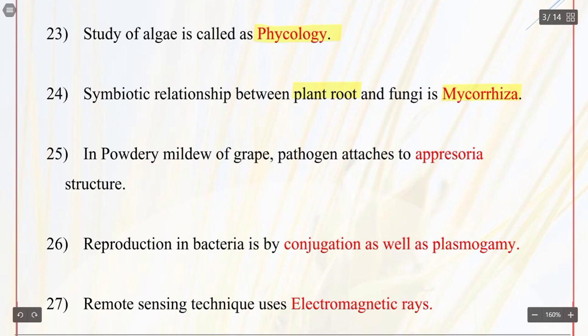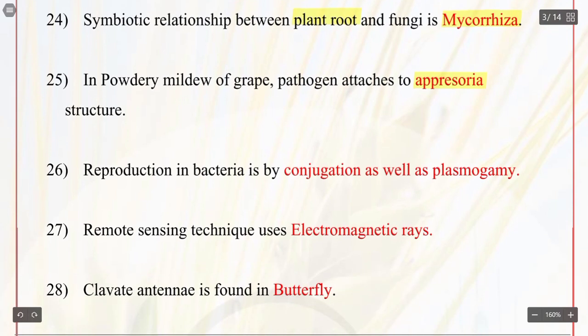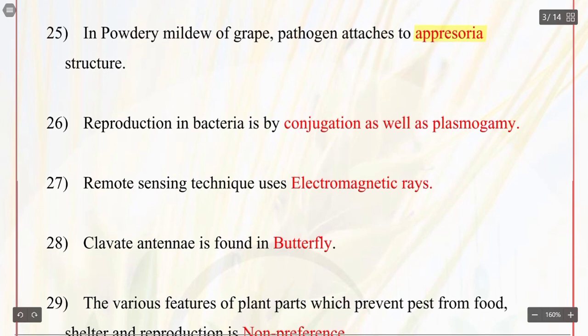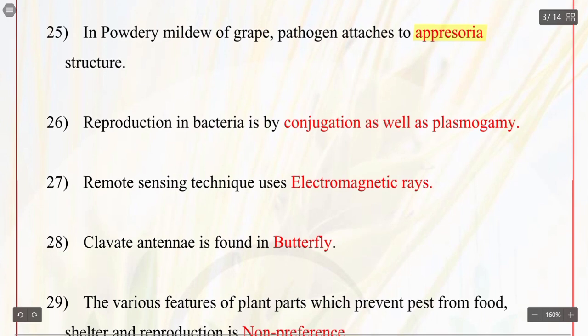Next, in powdery mildew of grape, pathogen attaches to appresoria structure. Question number 26. Reproduction in bacteria is by conjugation as well as plasmogamy.